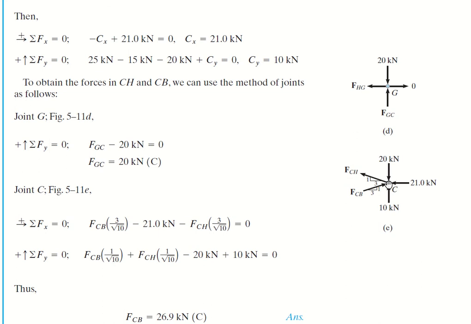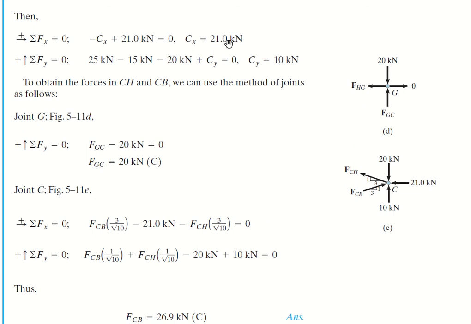Similarly, joint C, this is your joint C, and this is its free body diagram. The 10 kilonewton is the Cy, the 20 kilonewton is the applied load, and the 21 kilonewton is the force we also determined. So we are left with FCH, and its slope is given to us, so we can find the angle, and FCB, its slope is also the same, and we can find the angle. Now summation of Fx is equal to 0. So in the x direction, the horizontal component of CB, the horizontal component of CH, and this force that we already know, 21 kilonewton, is equal to 0.